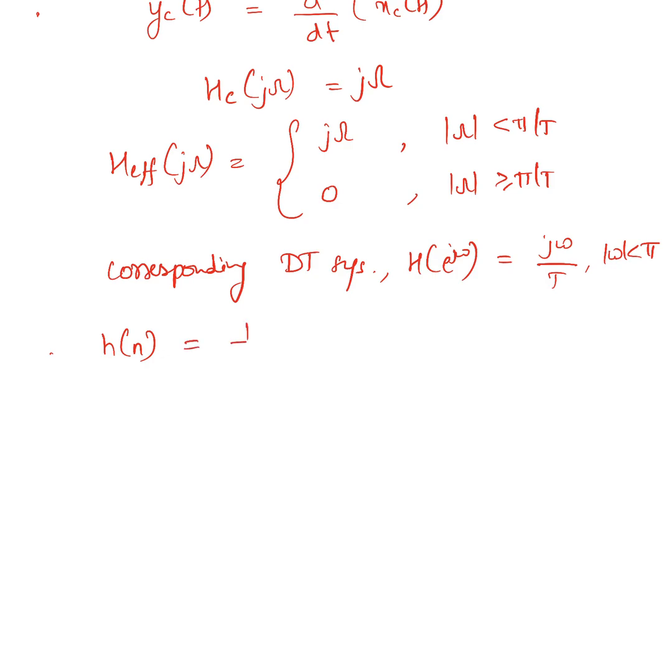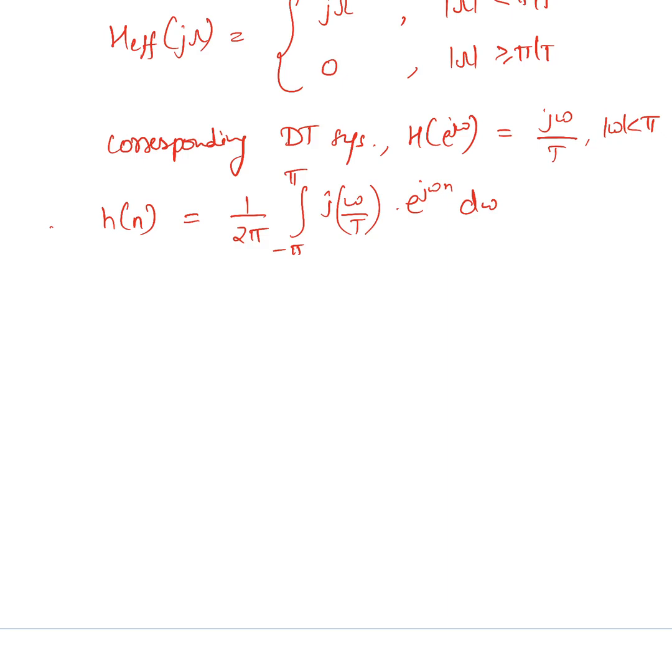Now computing the inverse Fourier transform of this H of e to the power j omega as h of n, which we can compute by 1 upon 2 pi, integral from minus pi to pi of j omega by T times e to the power j omega n d omega. This integration will give you cos pi n minus sin pi n divided by pi n, the whole divided by n square T. You can also try to compute it by yourself.